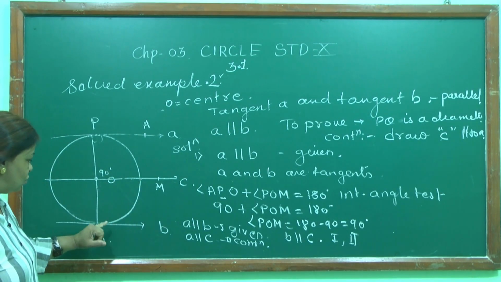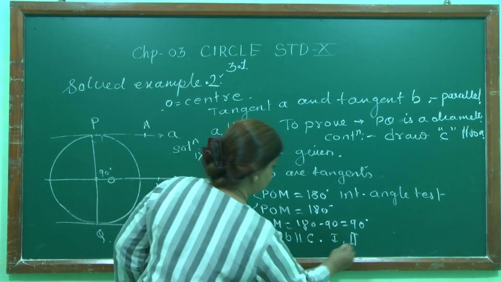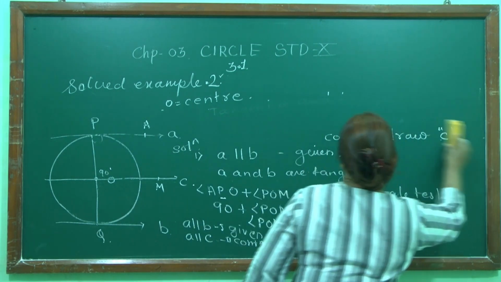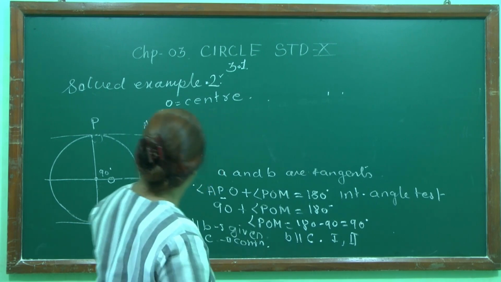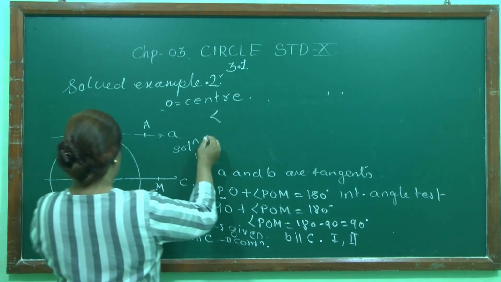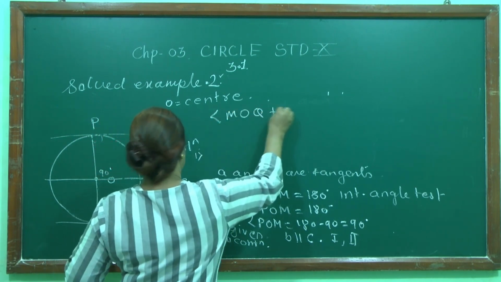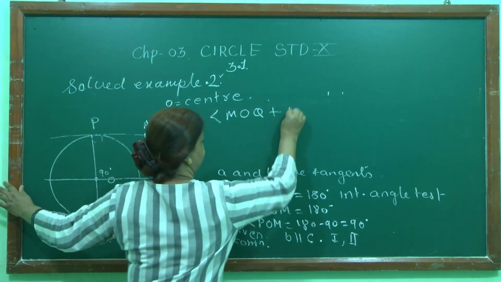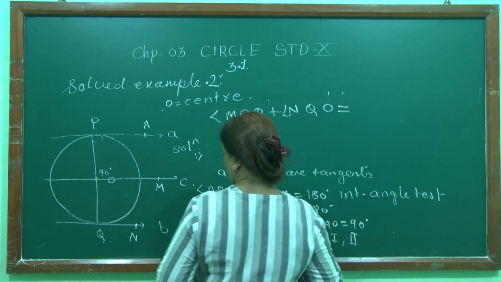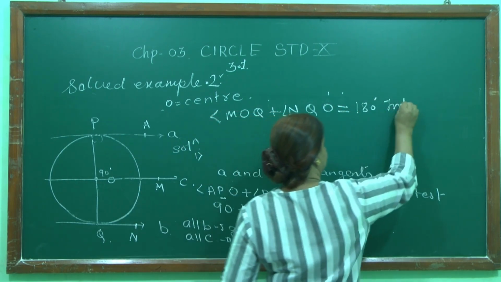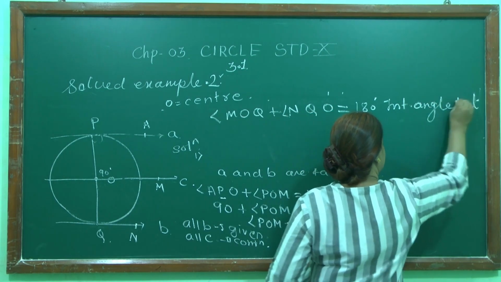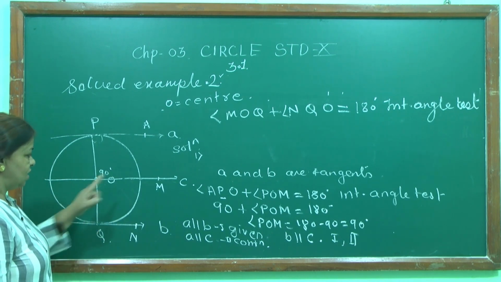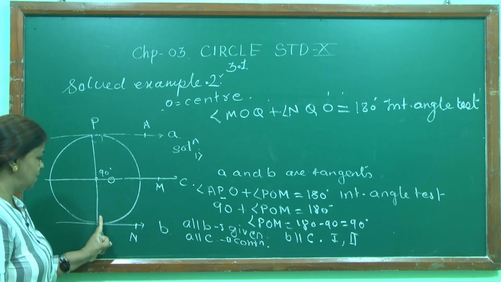If this line is parallel to this line, so this angle plus this angle will be 180 degree. I can write down here, so I can say angle MOQ plus angle NQO, let me label it as N, is equal to 180 degree, interior angle test. If two lines are parallel, then the interior angles of those two lines will be equal to 180 degree. They will be supplementary. Since I am able to prove C is parallel to B, therefore this angle plus this angle will be 180 degree.